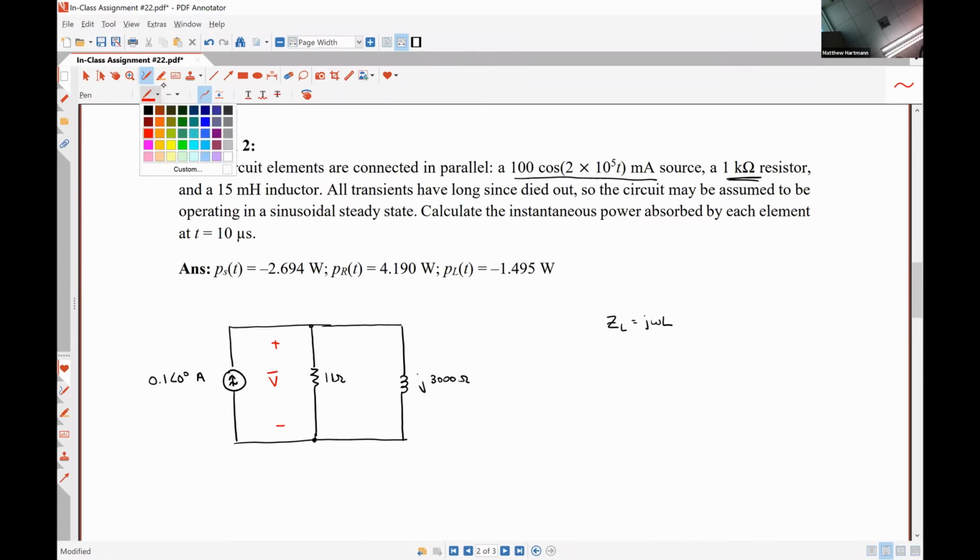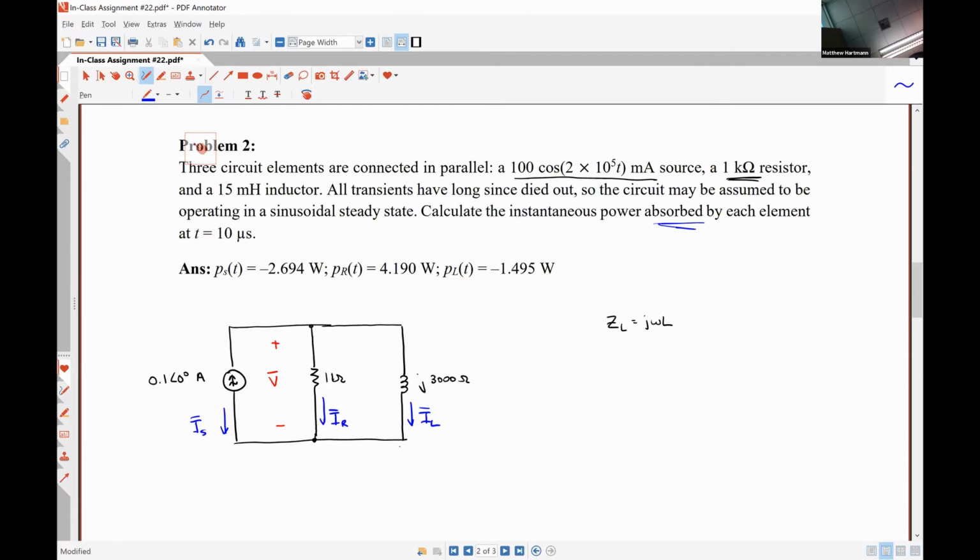And then we're going to need to know the following currents. And these currents I'm drawing based on the polarity of my voltage that I've assumed here. So I want the instantaneous power absorbed by each element. So I'm going to call this current direction down IS phasor, this current direction down IR phasor, and this current direction down IL phasor. So that the current is flowing into the positive polarity terminal of the voltage in each case.